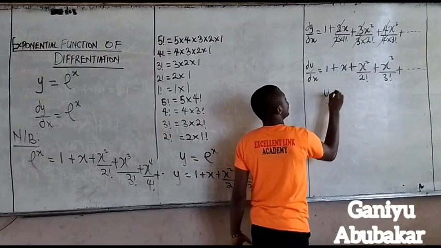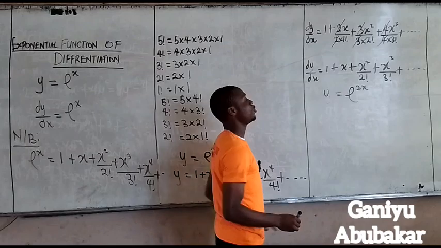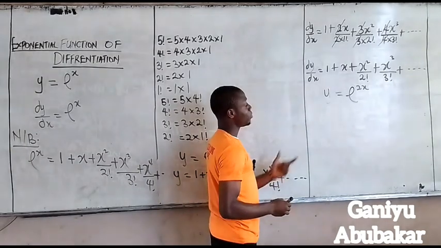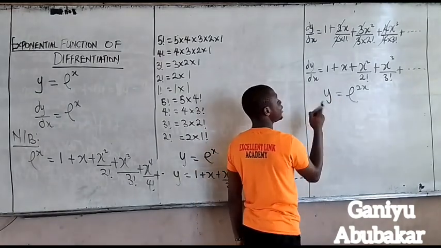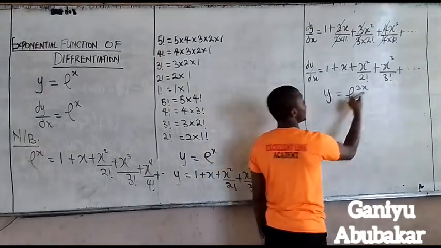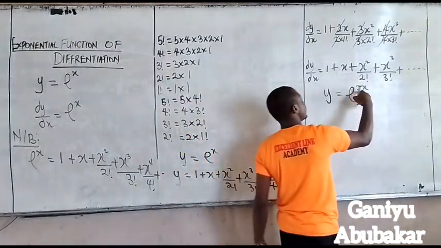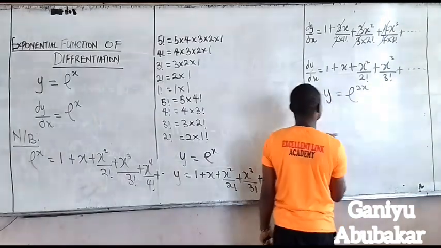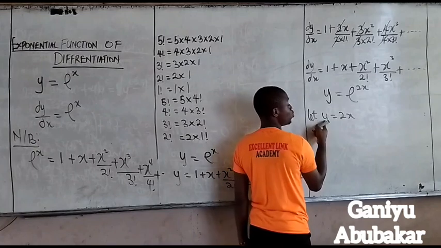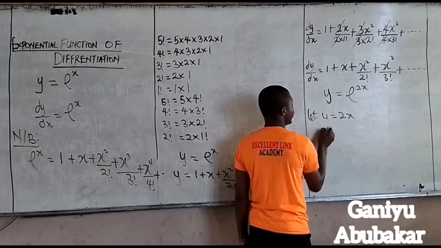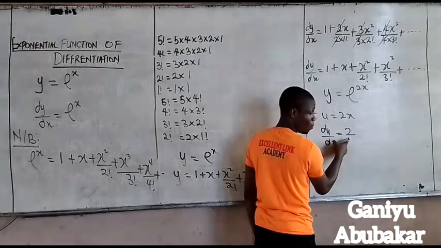Let's say y is equal to exponential 2x. I'm going to differentiate this. Since you are differentiating y with respect to x, your first step is to call this part here u. So let u be equal to 2x. Differentiate u with respect to x. How about that? du over dx is equal to 2. Differentiating 2x is 2 by what?